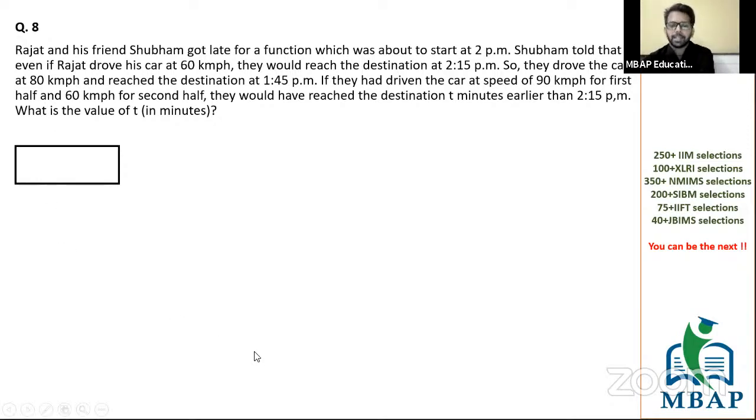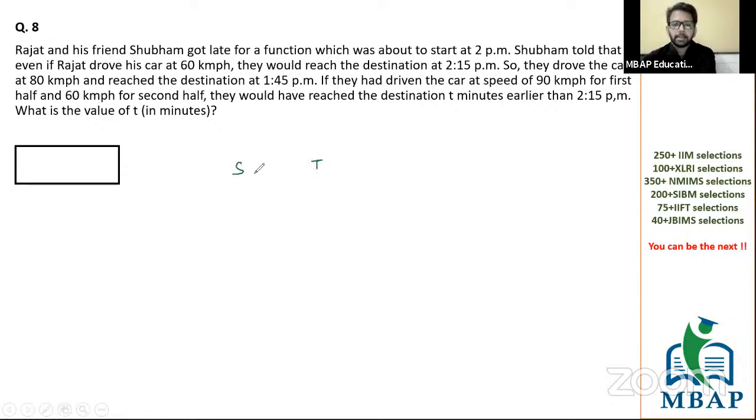Okay. The question says, Rajat and his friend got late for the function, which was about to start by 2 p.m. Shubham told if he drove his car at 60 kmph, he would reach his destination by 2:15 p.m. So he drove the car at 80 kmph and reached his destination prior to the time, which is 1:45. If they had driven the car at 90 kmph for the first half and 60 kmph for the second half, they would have reached the destination earlier than 2:15. The question is, find the value of time. How much earlier might these people have reached if they distribute the overall journey at 90 kmph and 60 kmph? Half an hour. Okay. Let's see.